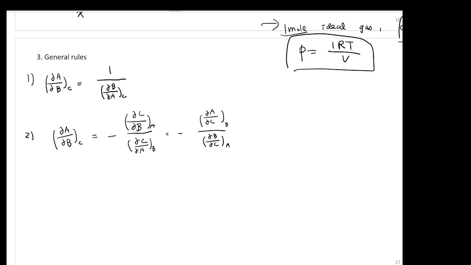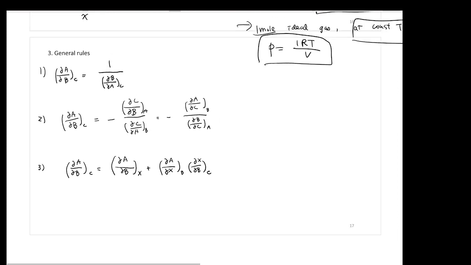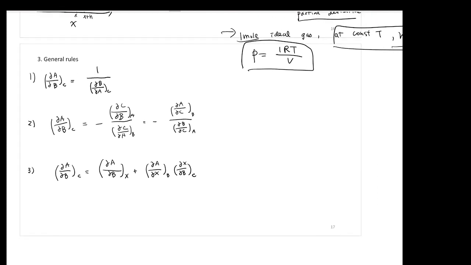And the very last equation is partial A over partial B at constant C equals partial A over partial B at constant X plus partial A over partial X at constant B times partial X over partial B at constant C. All right, so right now I'm going to show you how we can get these three equations.